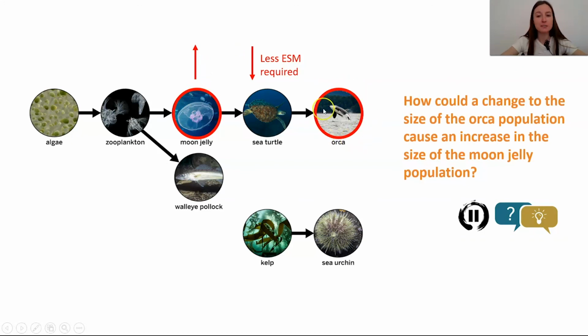So what could have happened to the orcas to cause this decrease in the sea turtles? Well, if the orcas were increasing, that would cause this decrease that we are hoping for in the sea turtles because when they need more energy storage molecules, more sea turtles are going to be eaten, more deaths are occurring, and the population decreases.